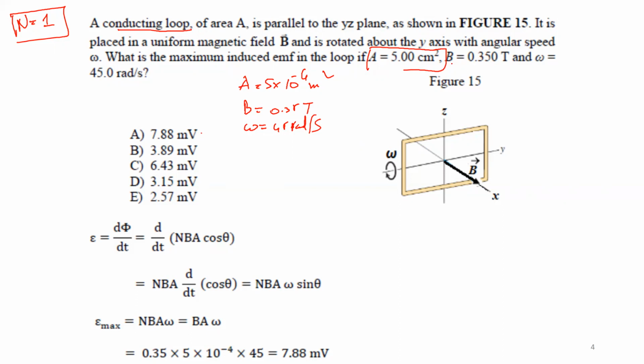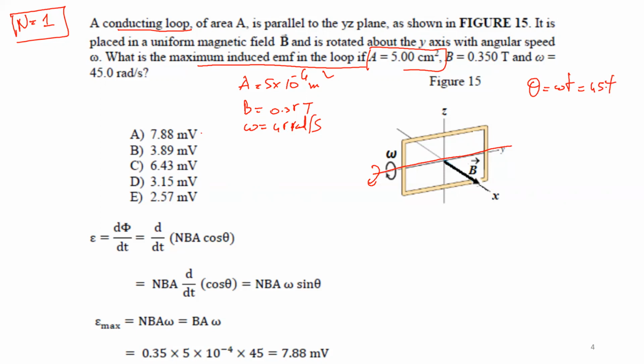It is placed in a uniform magnetic field and it's rotating about the y-axis. So of course it's rotating around this axis here, which is the y-axis, this way, with an angular speed. Of course, the angular speed is constant. So the question is, what is the maximum induced EMF in the loop? Here I gave you the angular speed, so theta is just omega t, which is 45 times the time.